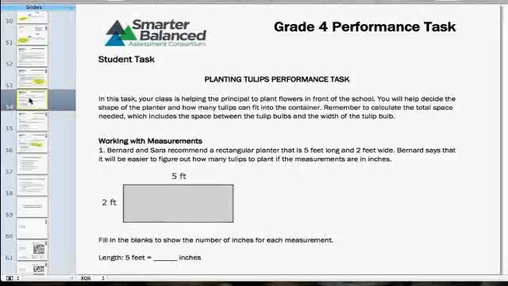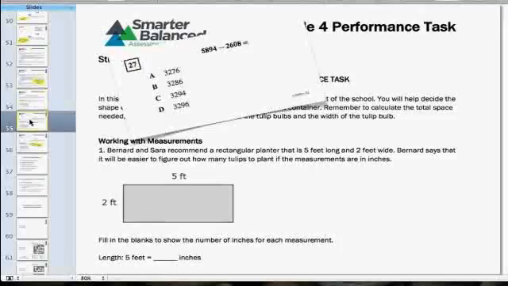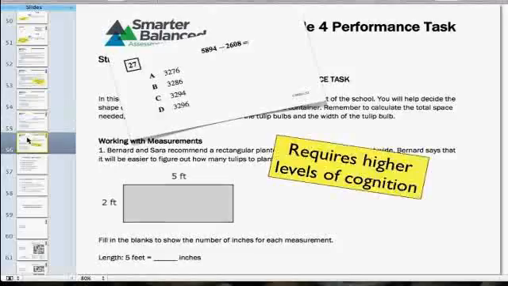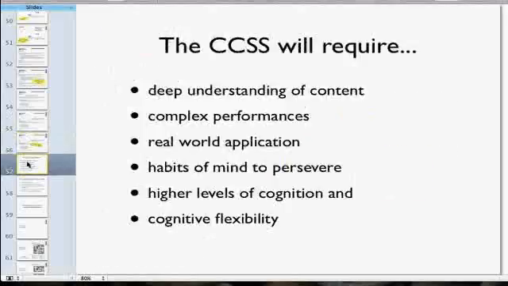But what I wanted you to be able to see today was the difference, again, between how we currently assess mathematical application in some states, in most states, and what's coming with these next generation assessments. So those are some things about the Common Core and what it will require cognitively of students.